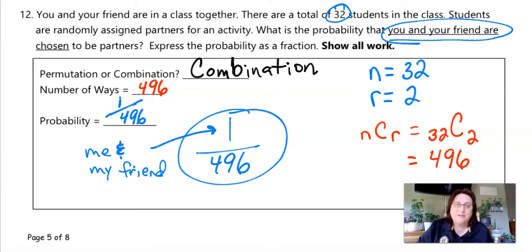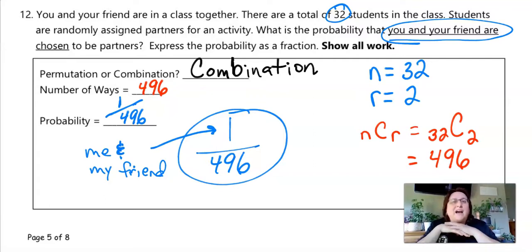Hey guys, in your calculators right now, I want you to do 1 divided by 496. What's the probability in that? If we multiply that times 100, which I'm doing in my calculator right now, it's like 0.2%. That's even less than 1, isn't it?